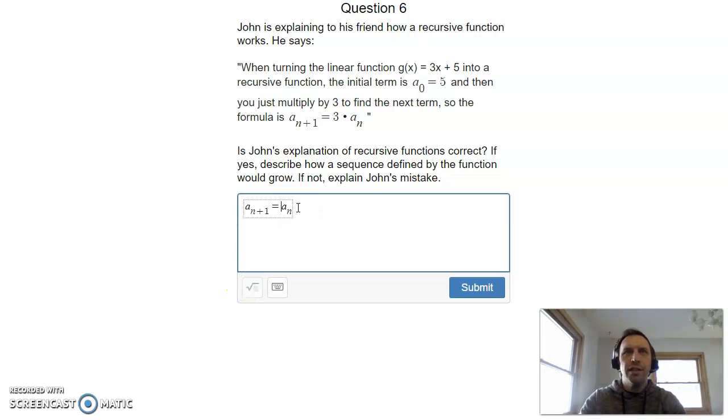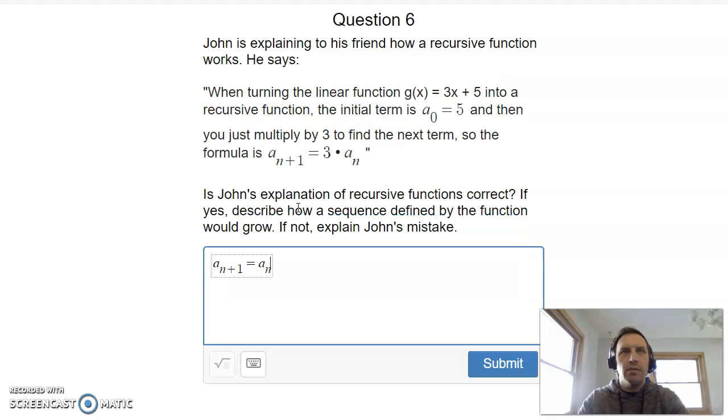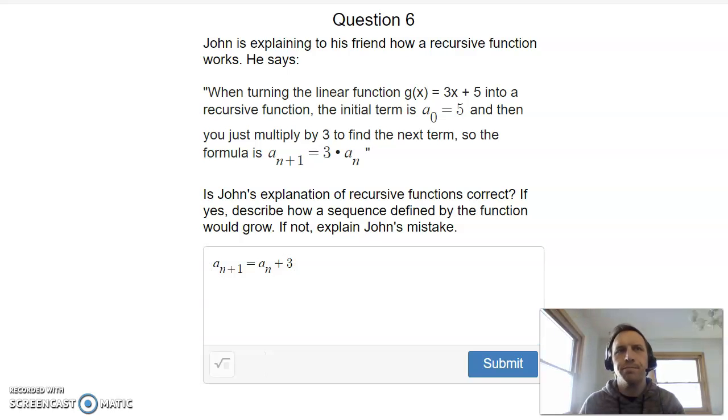A linear function, we don't go up by multiplying. We add. What am I adding? 3. And so that should be how his recursive function should be defined. All right, so explain that mistake. We only had a couple people get that, so that was a tough question.